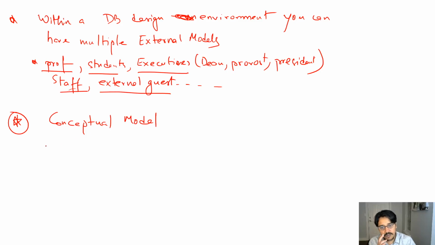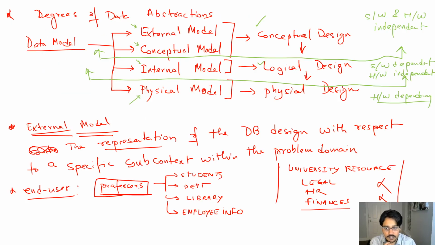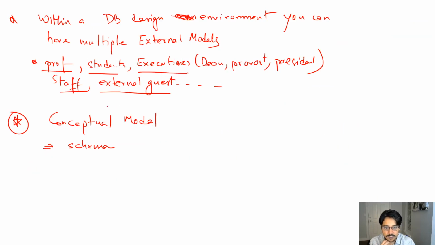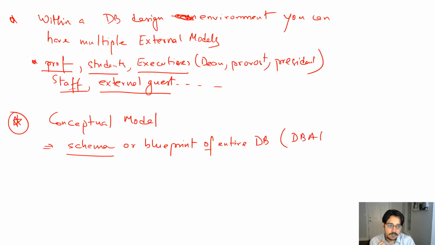So the conceptual model is basically the schema. You can think of the external model, in another terminology, as the subschema, as we discussed in the network model. Whereas the conceptual model is the schema or blueprint of your entire database from the perspective of the database admin.